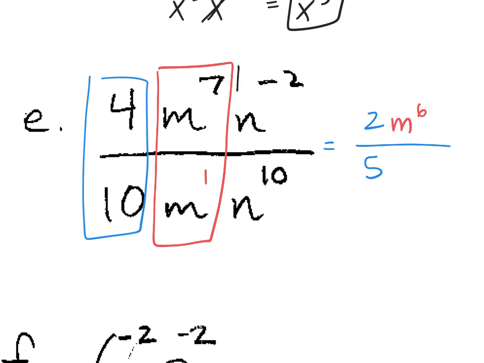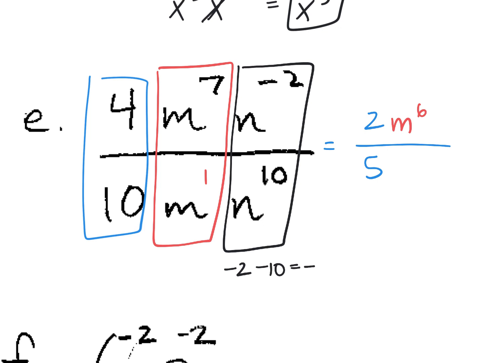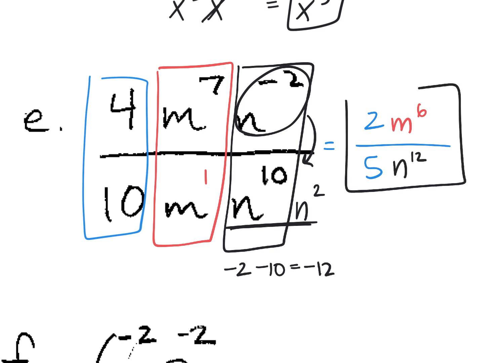And then lastly, my n's. You can think about this a few different ways. We can either take negative 2 minus 10 to give us n to the negative 12th power, or since there's a negative 2, we can bring it down below to make it n squared, and then add these two things together to get n to the 12th on the bottom. So either way, you're going to end up with n to the 12th power on the bottom.